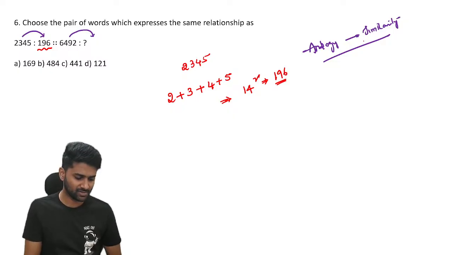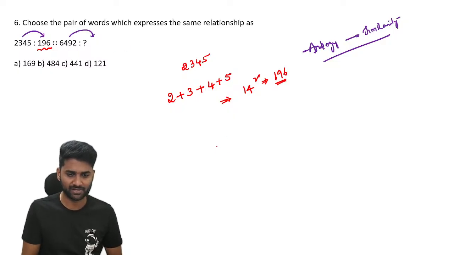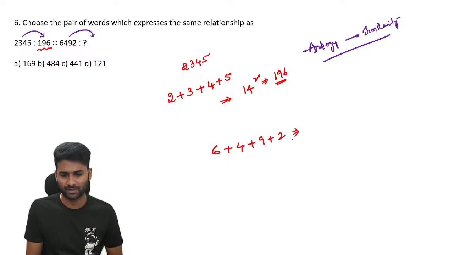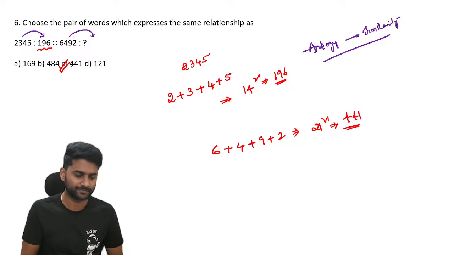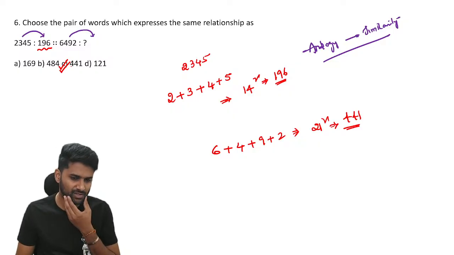And now analogy is all about similarity. Apply the same relation. 6 plus 4 plus 9 plus 2, so the total is 21. The square of 21 is 441. Here, it's all about the sum of all the digits in the given number.